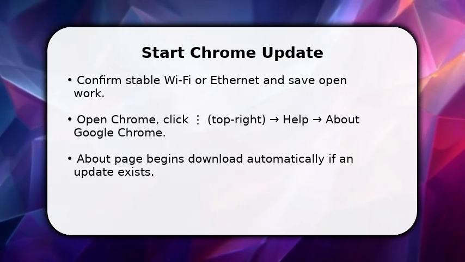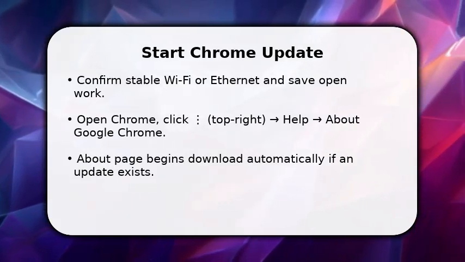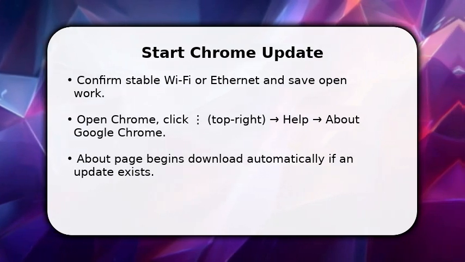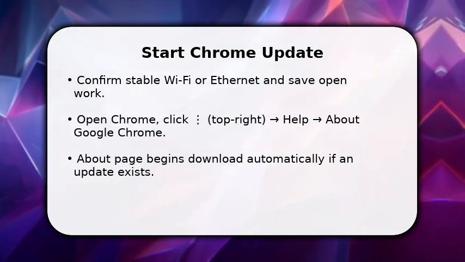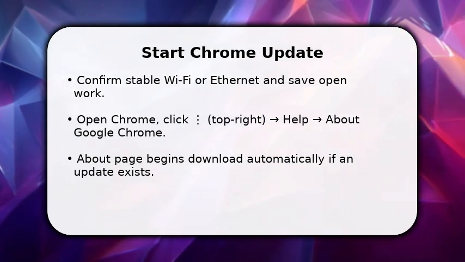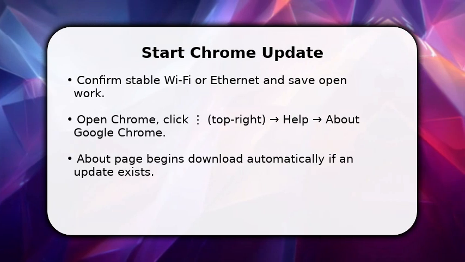You begin by securing a stable connection and saving any work because updates close background tabs. Once done, open Chrome and click the three-dot menu. Next, select Help, then About Google Chrome. This screen both checks for and starts downloading updates automatically.